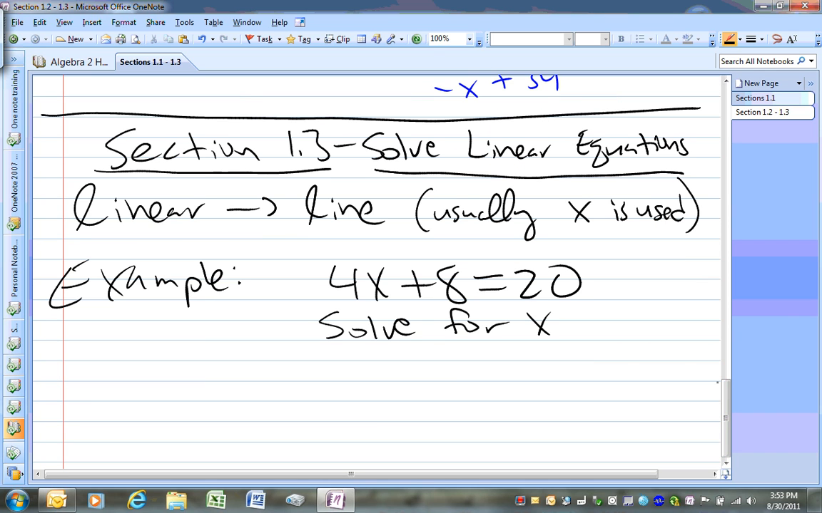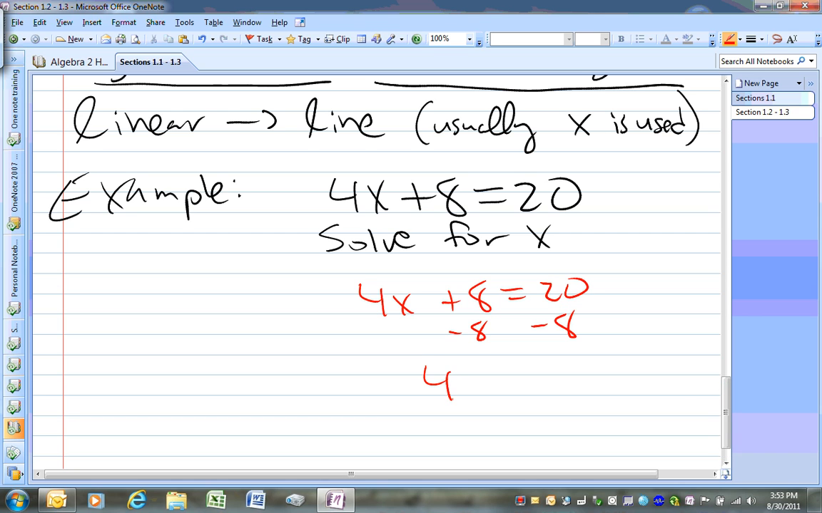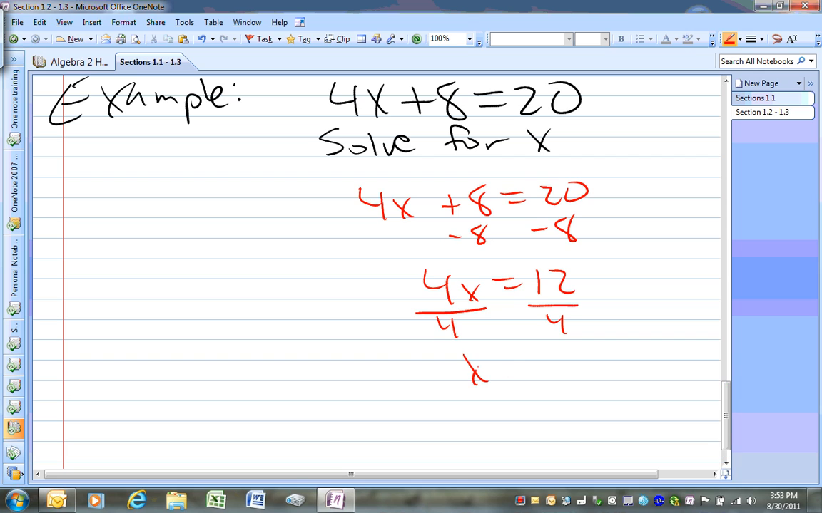Remember the difference between that and an expression. Expressions don't have equal signs, equations do have equal signs. We evaluate expressions, we solve equations. So very simple. 4x plus 8 equals 20. So we subtract 8 from both sides. 4x equals 12. We divide by 4. X equals 3. Very, very simple.